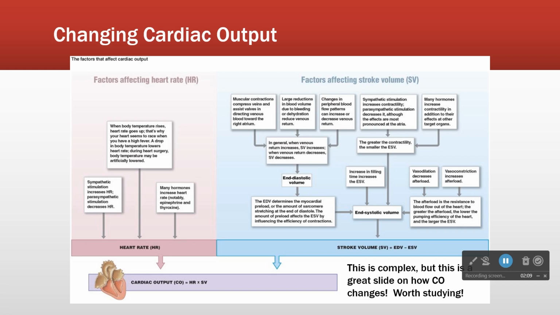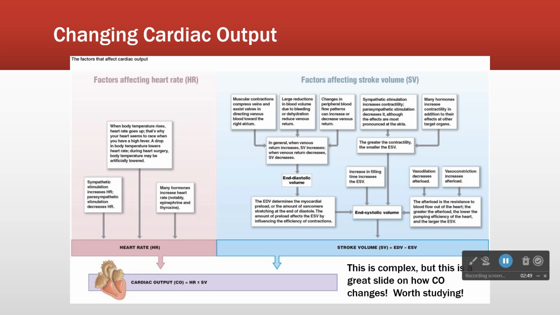Peripheral blood flow patterns. So remember, venous return and total peripheral resistance are related, right? The more TPR you have, the less venous return you're going to have because you've got more resistance to get back. So that can make things more challenging because TPR is affected by things that have nothing to do with this system, as we'll see when we go through our flow charts here in a minute. All right, so those are the big three. In general, when venous return increases, stroke volume also increases, right? More blood comes back, more blood goes out.